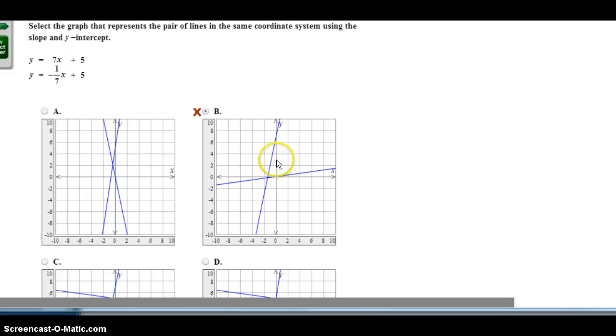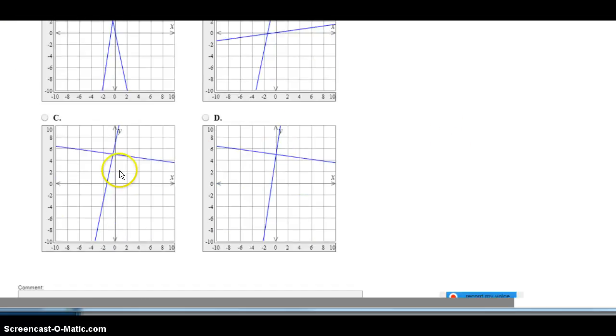So it's not A. 2, 4, 5. None of them cross at 5 here. It's not B. 2, 4, 5. One of them crosses, so it's not C. And D is the only one where they both cross at 5. So D is the correct answer.